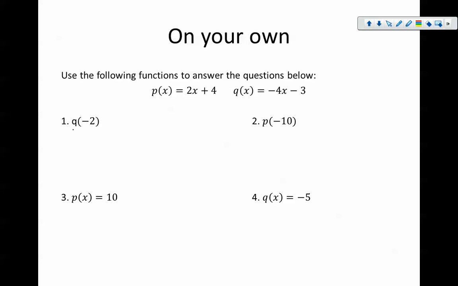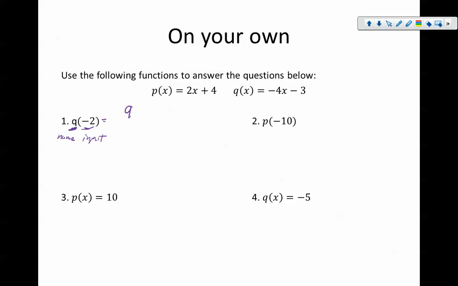So number 1 says, use the following functions to answer the questions below. We have p of x equal to 2x plus 4, and we have q of x equal to negative 4x minus 3. The first one says find q of negative 2. So notice that this function's name is q, which means I need to use the q function to solve it, and the input is negative 2.